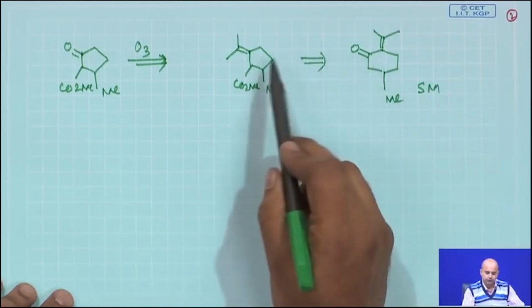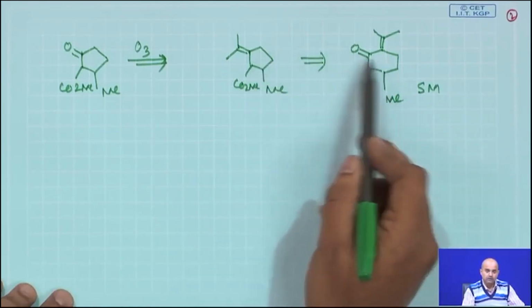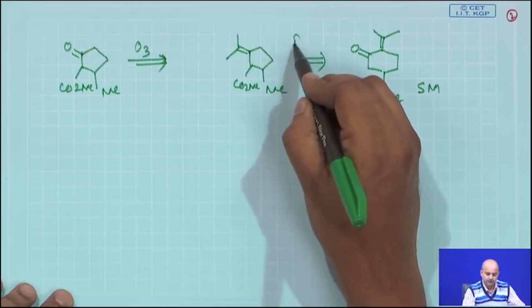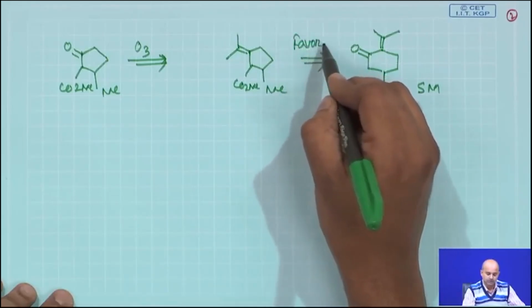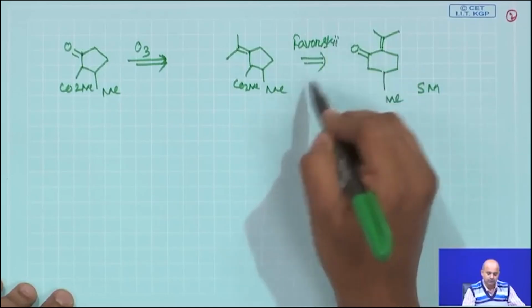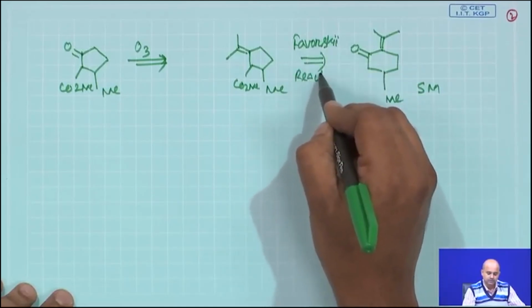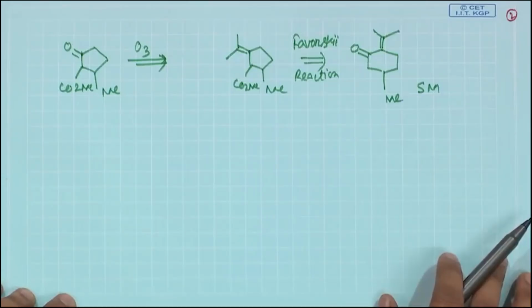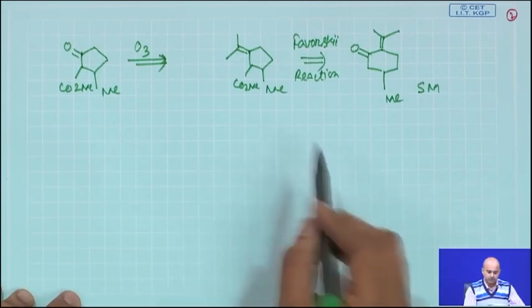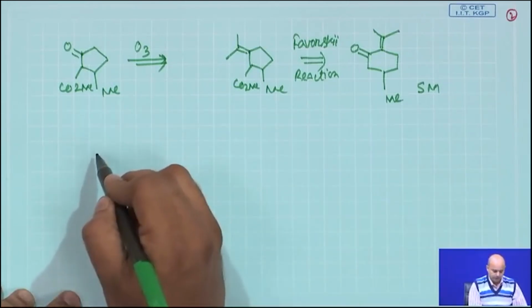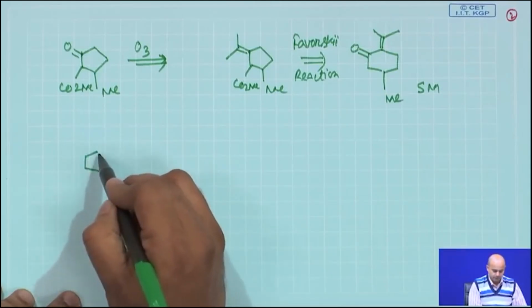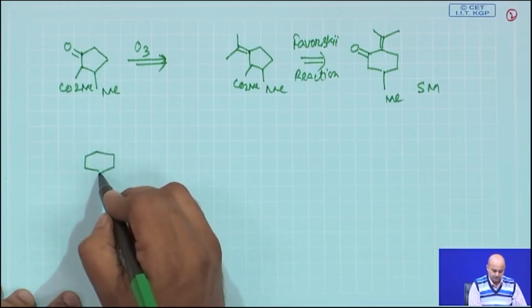Now, this transformation, can you get some hint? For this transformation you can use a Favorskii type of reaction. Favorskii reaction, as you said, is a ring contraction reaction, but you also need to think about how this Favorskii reaction will work here. So, first take this starting material.